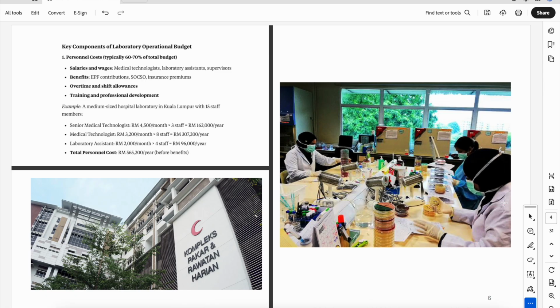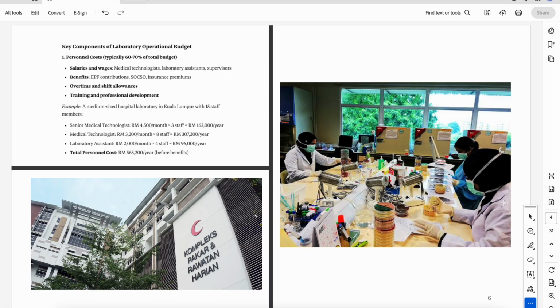Key components of laboratory operational budget. Now, let's break down the operational budget into its key components. Understanding these categories will help you prepare comprehensive budgets for your future laboratories. Number 1, personnel costs, 60 to 70% of total budget. Personnel costs typically represent the largest portion of any laboratory budget, usually accounting for 60 to 70% of total expenses.